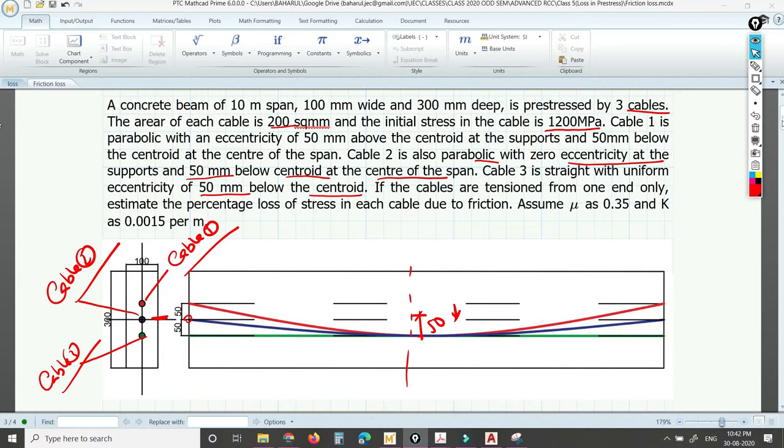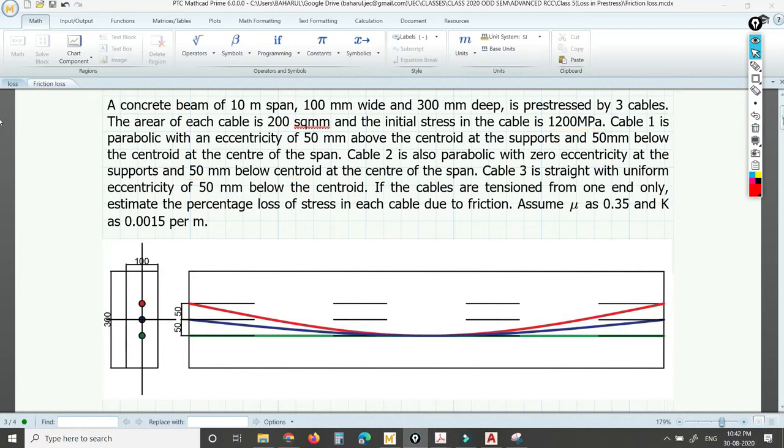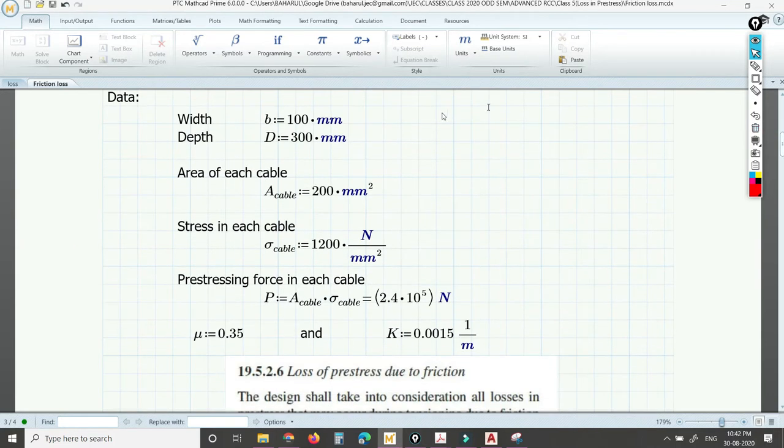Now let's try to solve this problem. The data available with us: B is 100 mm, D is 300 mm, area of each cable is 200 mm square. The stress in the cable is 1200 Newton per mm square. So the prestressing force P is given by 2.4 into 10 to the power 5 Newton. The mu value and K value are already given to us in the problem.